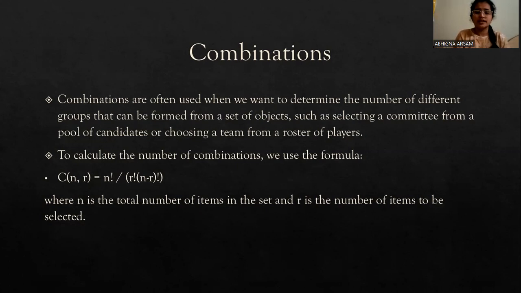We can calculate the number of combinations by using nCr, that is n factorial divided by (n minus r) factorial times r factorial, where n is the total number of items in the set and r is the number of items to be selected. Now let us move to the next slide.